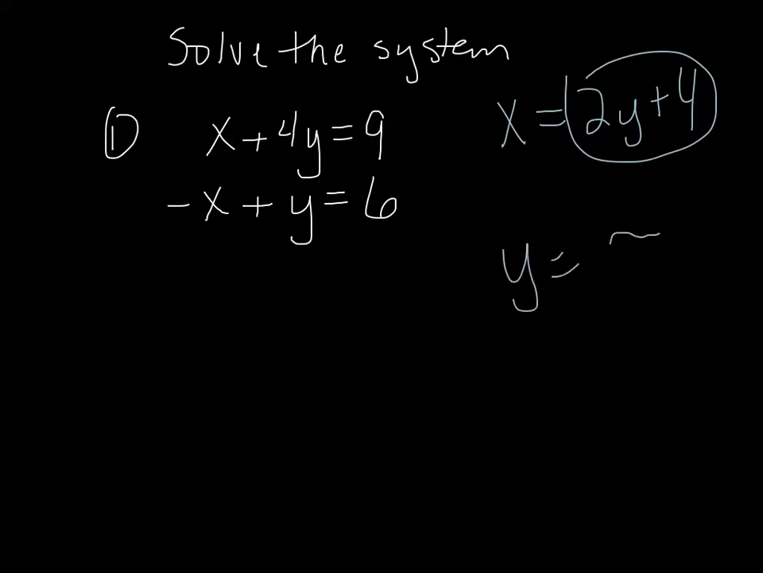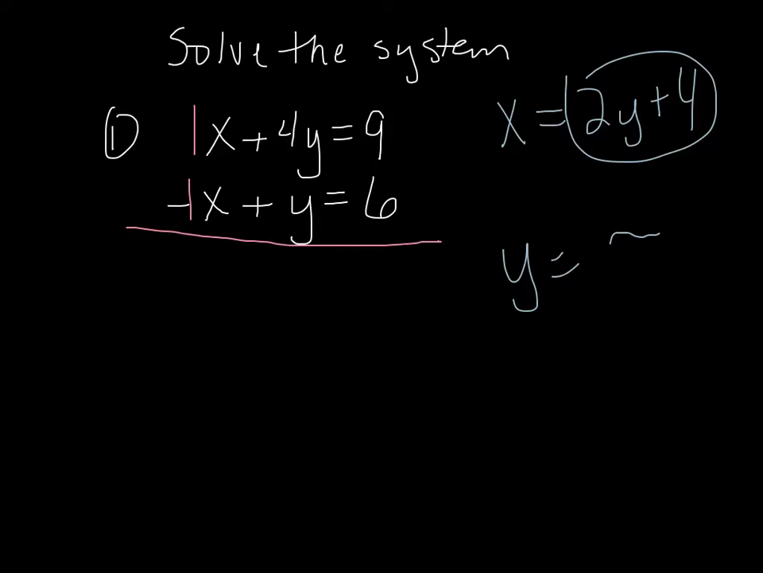Now this one doesn't have that. It's not solved for either x or y. So we want to look and see if something can be eliminated. If I add my x's, would they go away? Yes, they would, because I have a 1x and a negative 1x. If I add those, I'd get 0. Let's just check, though. If I add my y's, would they go away? No, they wouldn't. And my numbers don't matter. So I can use elimination by addition.